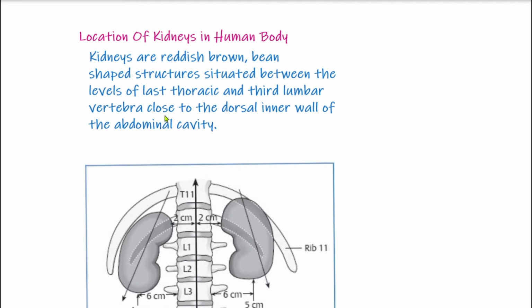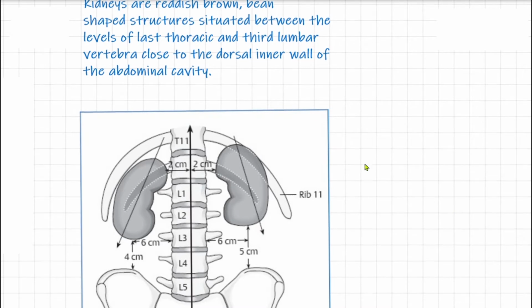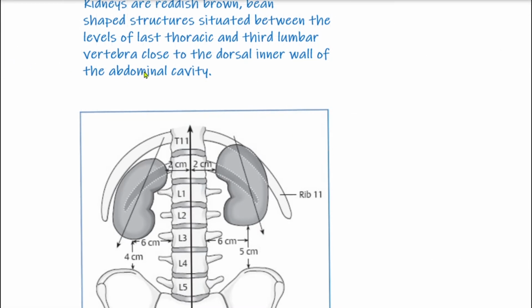These kidneys are located near the posterior wall of the abdominal cavity. They are not located near the front wall, but near the dorsal or posterior wall of the abdominal cavity. So if we are asked to palpate or mark the kidneys, students, we mark them from the back side of the abdominal cavity, not from the front side, because they are located near the posterior wall.